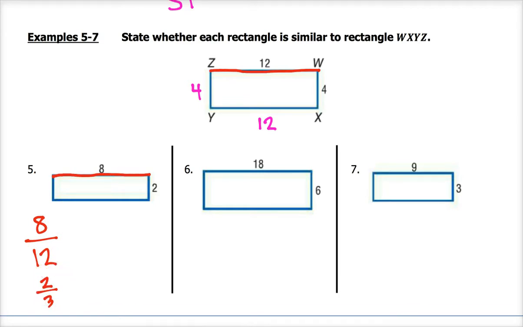Now let's check the ratio on these other two sides here. On the right side, we have a measure of 2 on this smaller rectangle. For my top rectangle up here, that's a measure of 4, so that ratio is 2 to 4, which reduces to 1/2. 2/3 and 1/2 are not equal to each other. Those ratios aren't equal. Okay, so we would say that for number 5, these two rectangles are not similar.